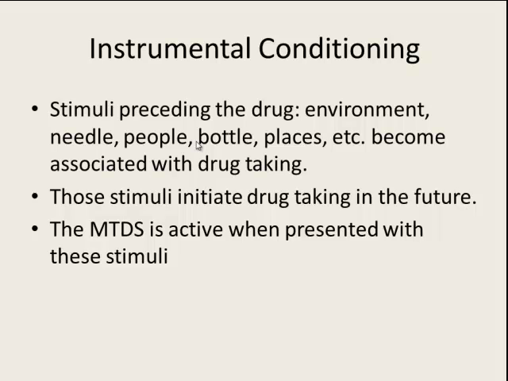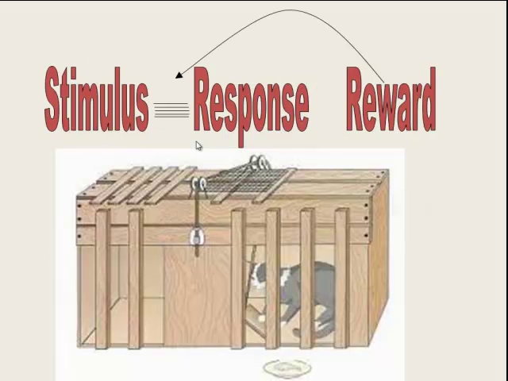The mesotelencephalic dopamine system is activated when presented with these stimuli. We know that when we put people in functional MRIs and we look at that part of the brain when they see those stimuli associated with the drug. But you know what's even weirder is somebody can be addicted to gambling. Now they're not taking any drugs at all, but they're addicted to slot machines. Put them in a functional MRI, show them a slot machine, and the mesotelencephalic dopamine system lights up. Okay, it really is highly activated.